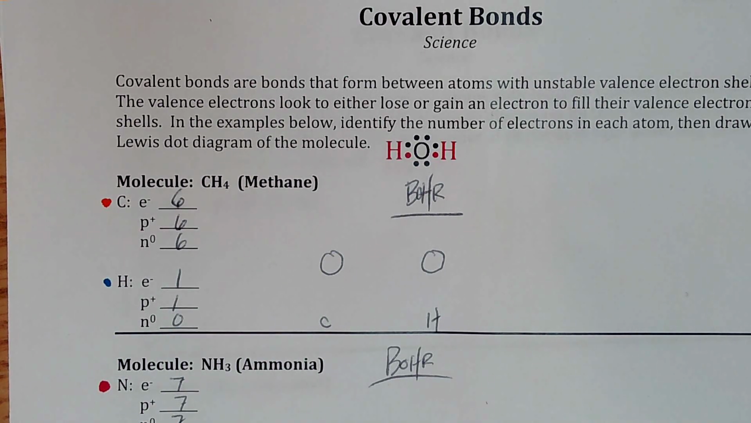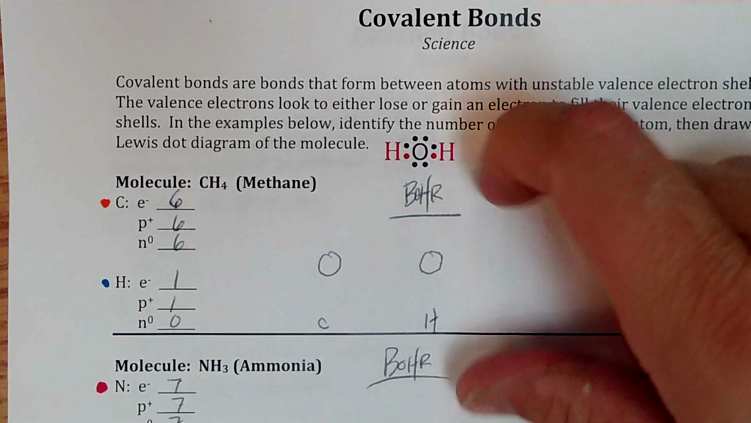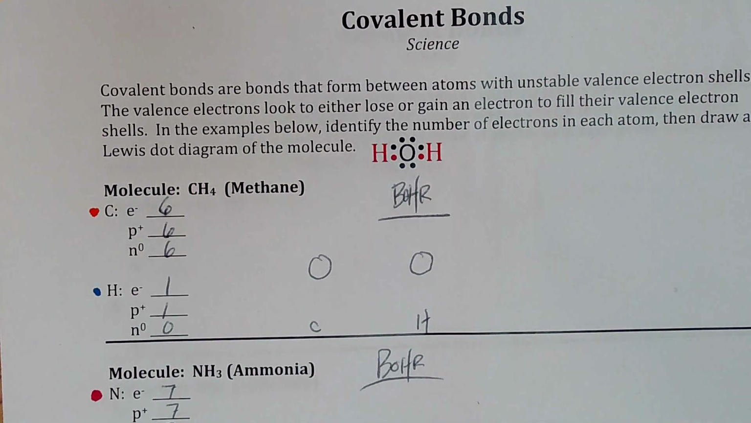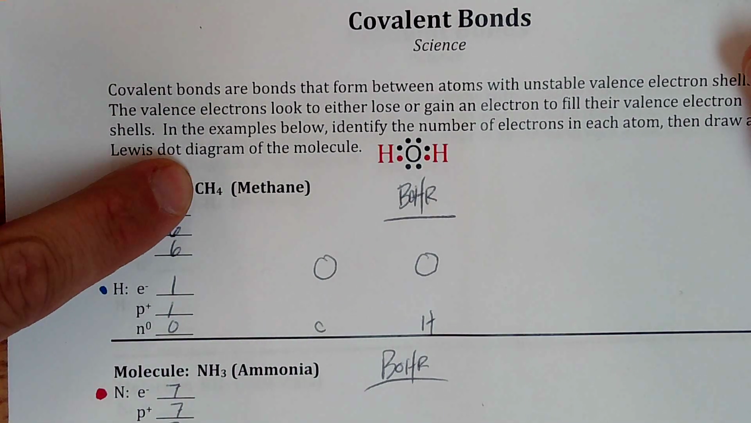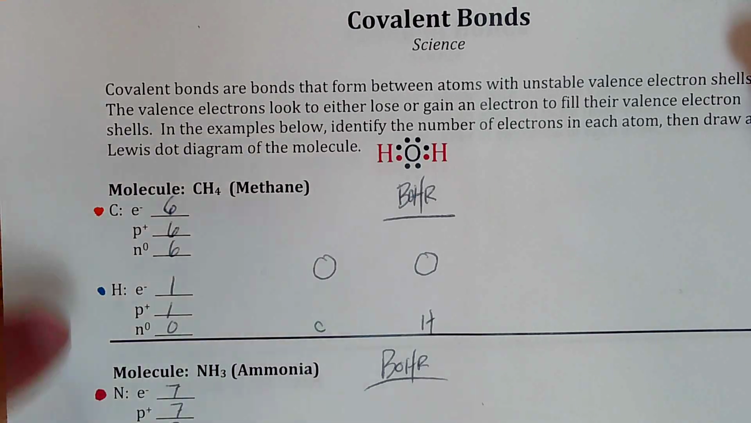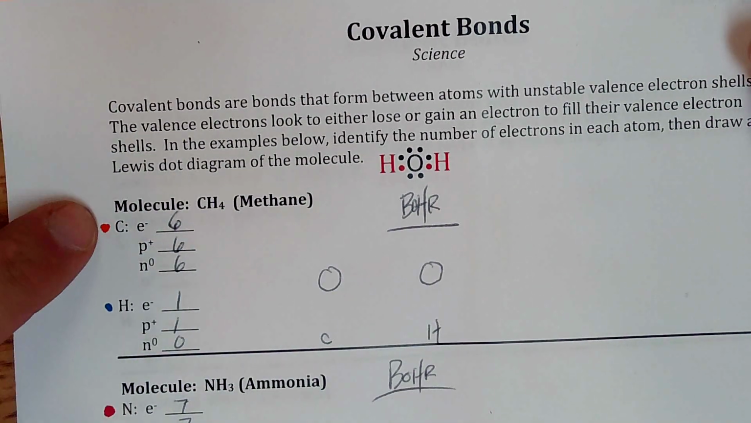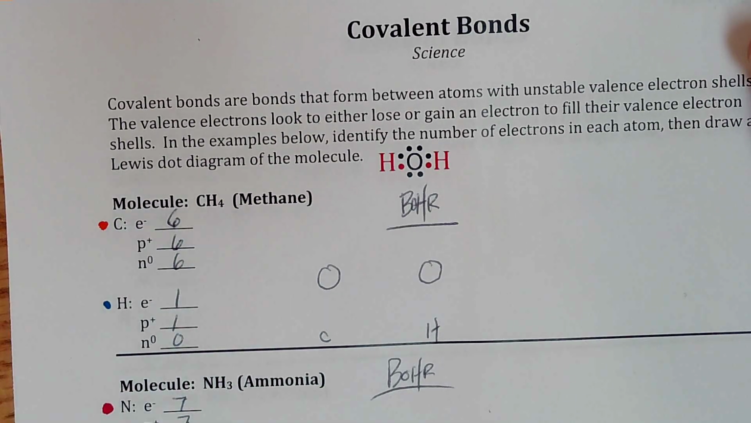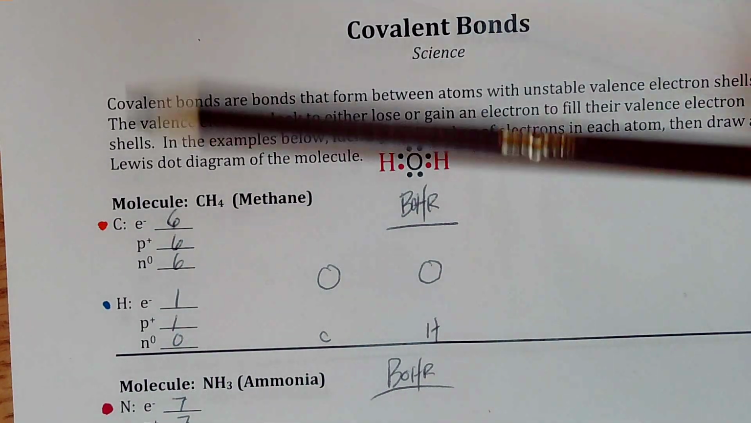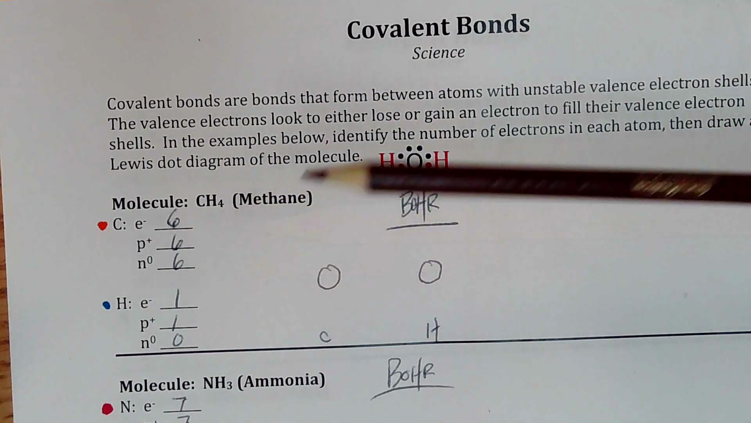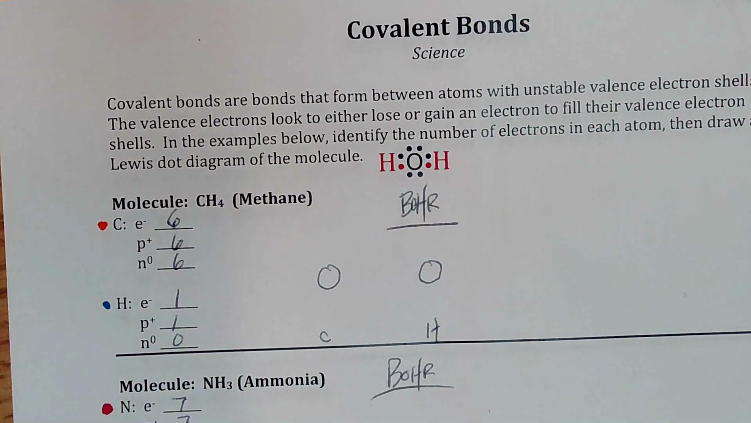We're looking at identifying covalent bonds, which we know co means together, and valent is referring to the electrons in the outermost shell for each atom, okay? And so here we have CH4, otherwise known as methane. That means 1 carbon, 4 hydrogens, all bonded together. And so we're going to look at carbon and hydrogen alone, okay? Individually, carbon has 6 electrons, protons, and neutrons. And hydrogen has 1 electron, proton, and 0 neutrons.